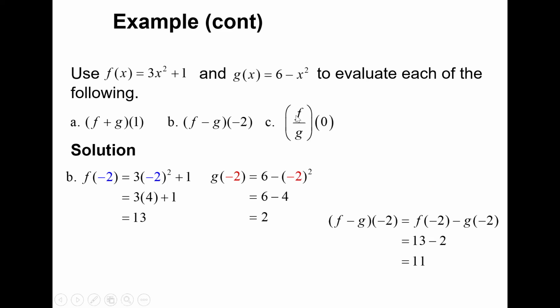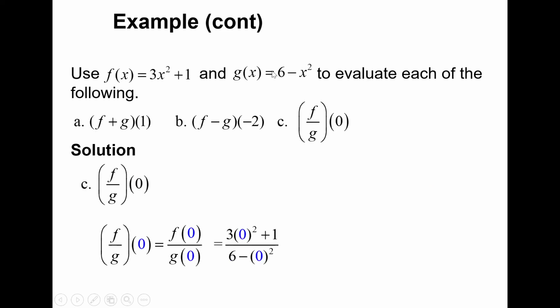And then our final one, f divided by g of 0. So we plug in 0 here and we plug in 0 here. So we're going to get 1 over 6. And so that's one of those easy ones, and that's going to be our answer to this one. Okay, because whenever you get a 0, you can just cancel that whole thing out and cancel the whole x out. And you just have the 1 over the 6.